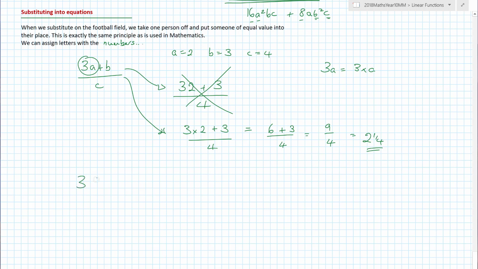If I'd had this as 3 brackets a plus b on c, then I'd have to again have gone 3 times brackets 2 plus 4 divided by c, which is 4. Work out the brackets first. 3 times 6 on 4, 6, 12, 18 on 4, which gives me 4.5.